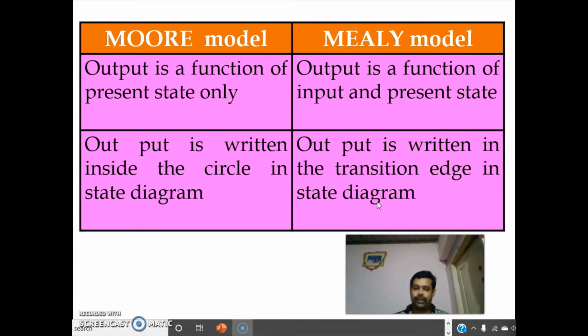So there are two differences. The first difference is in terms of output. Output is a function of present state only in the Moore model, and in the Mealy model, output is a function of input and present state. In the state diagram, in the Moore model, we write the output inside the circle, and in the Mealy model, we write the output on the transition edge.